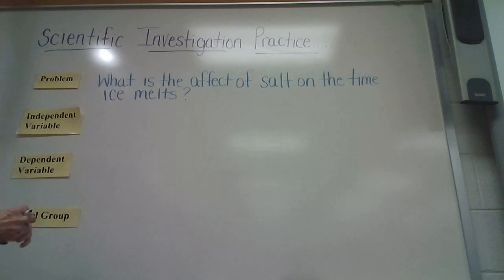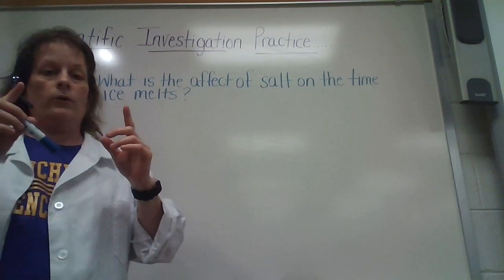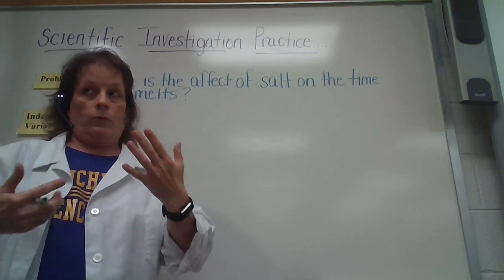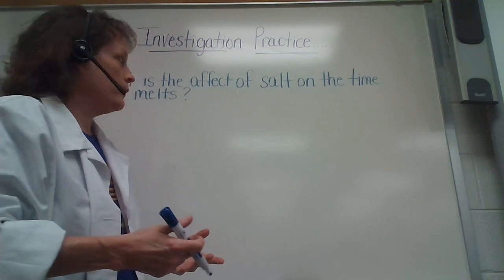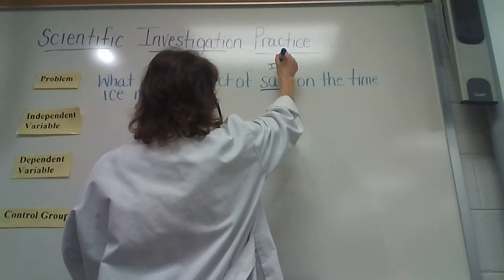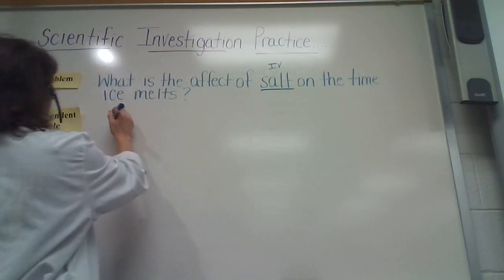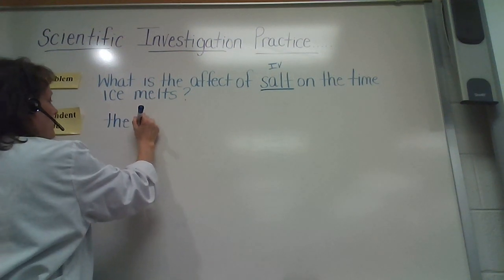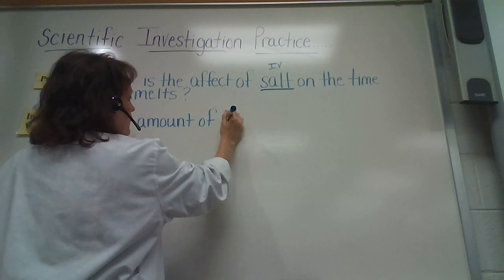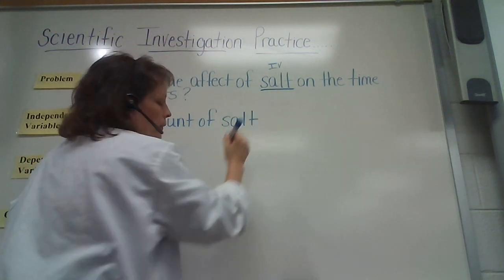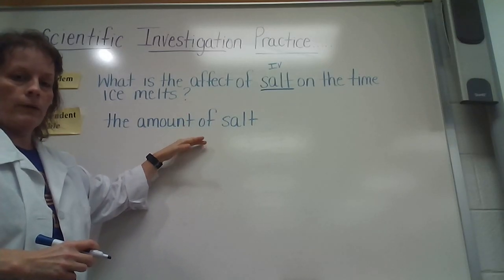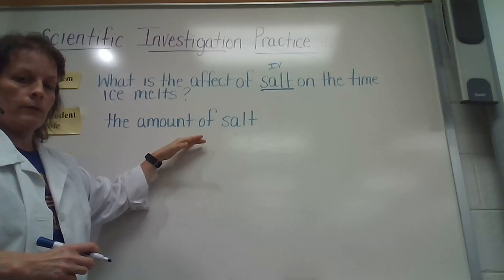All right, so looking at independent variable. Remember we said that is what you physically change at the beginning of the experiment. So what were we able to control in this experiment at the beginning? It was salt. How much salt? Remember we had 3 bowls. One had no salt. One had 2 grams of salt. One had 4 grams of salt. So we were controlling at the beginning of the experiment the amount of salt that we were using.